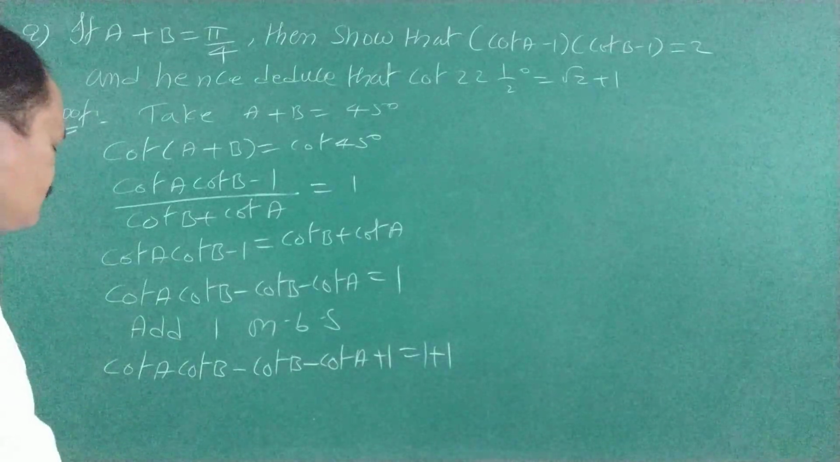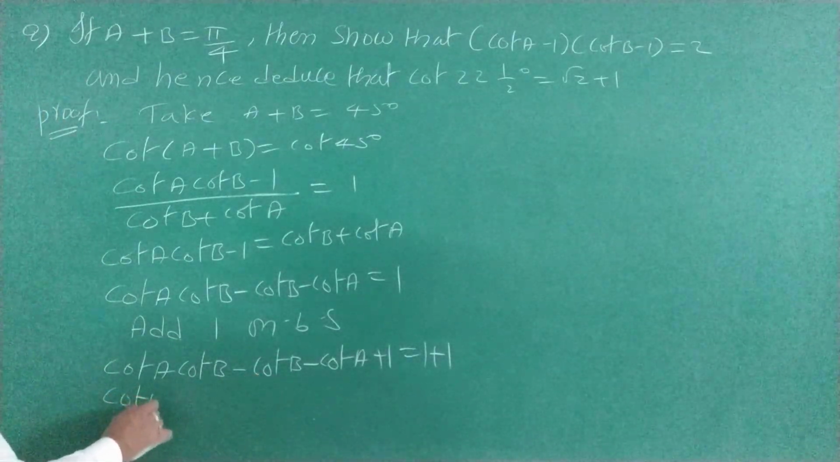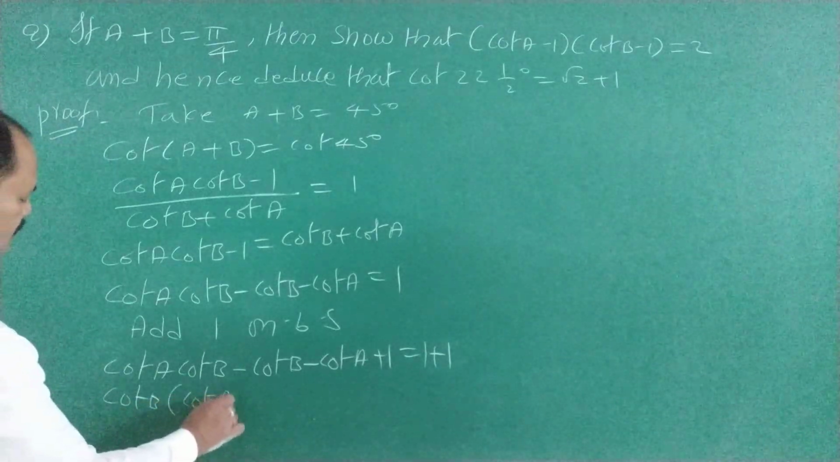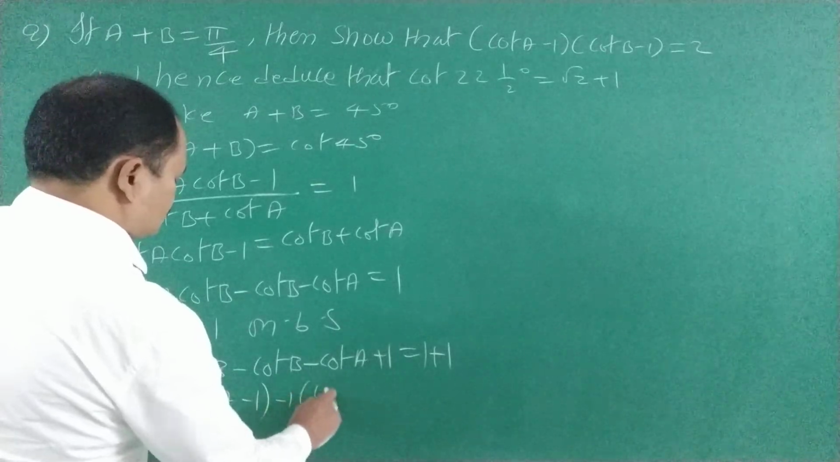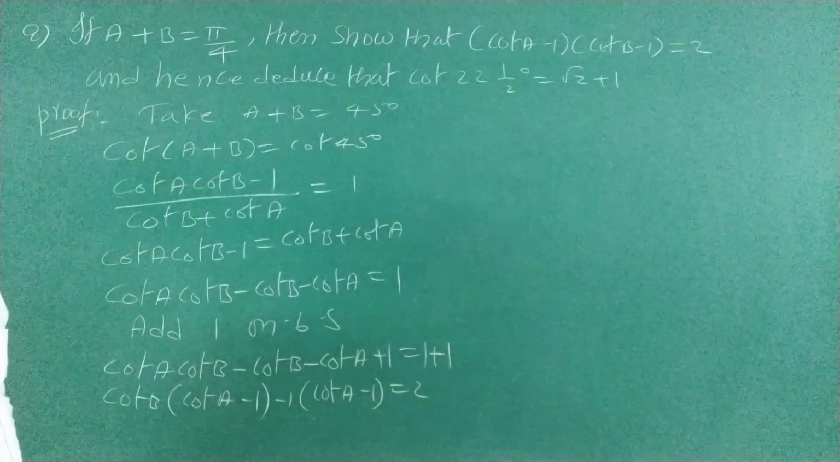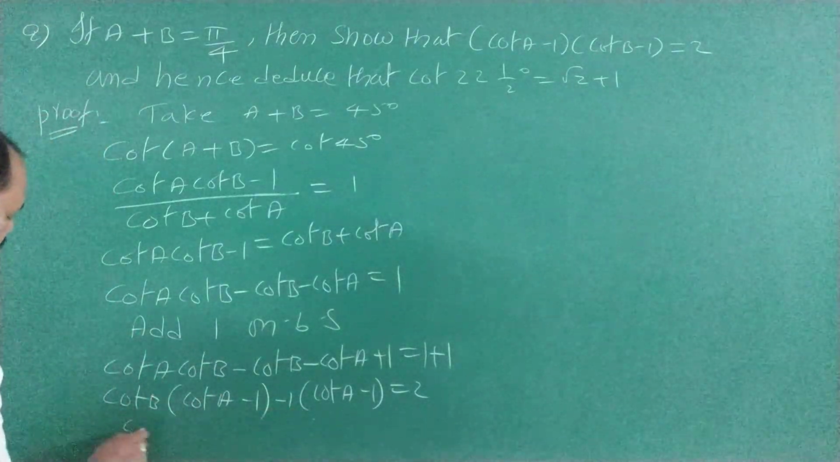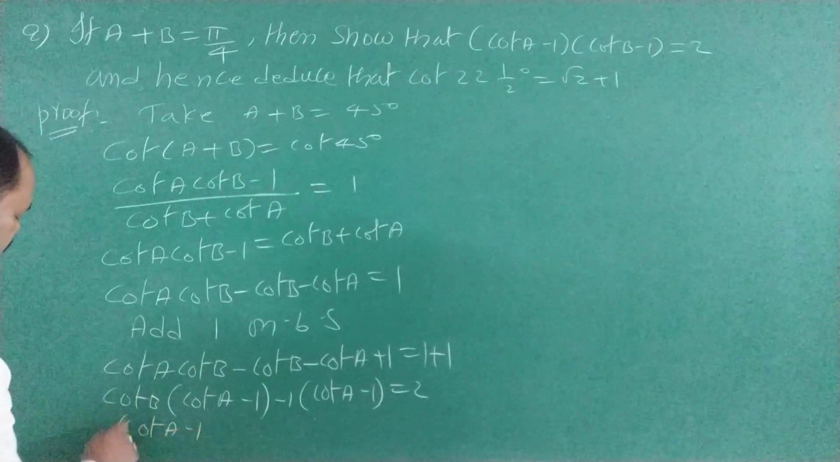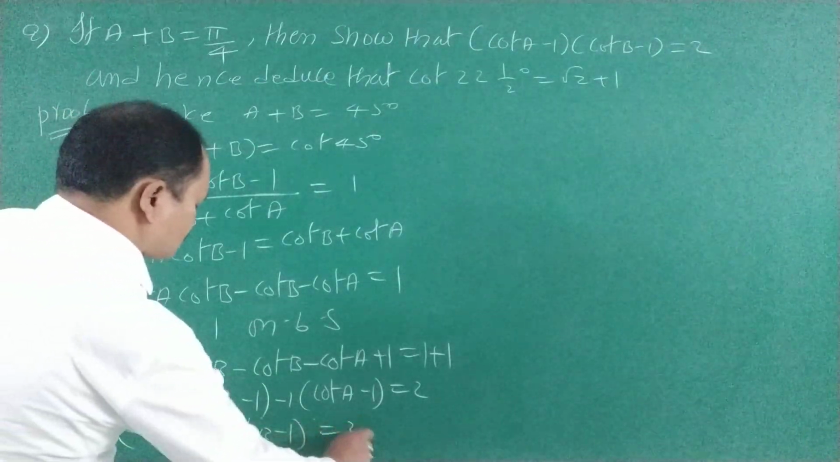Now from this, where do we go? From these two, take common cot b. Then it is cot a minus 1. From these two, take common minus 1. Then it is cot a minus 1 is equal to 2. So from this, again, cot a minus 1 is common. Then cot a minus 1 into cot b minus 1 is equal to 2.